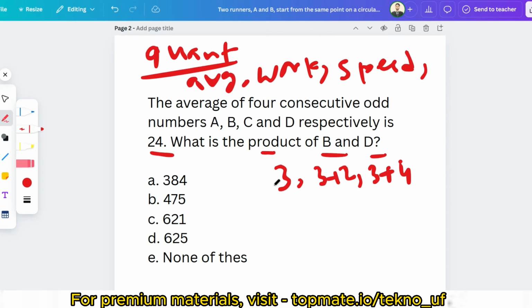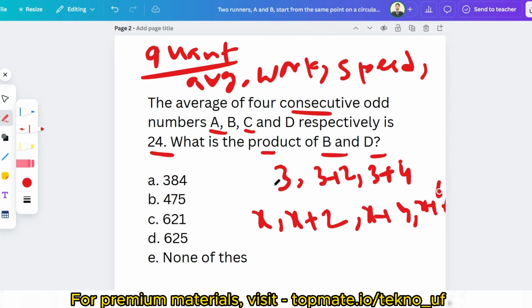So if we just assume A to be x, then B should be x plus 2, as they have told consecutive odd numbers. Then the third, that means C, will be x plus 4 and D will be x plus 6. Okay, x plus 6. Now they have told that the average is 24. Average is 24 means all of them have value 24.